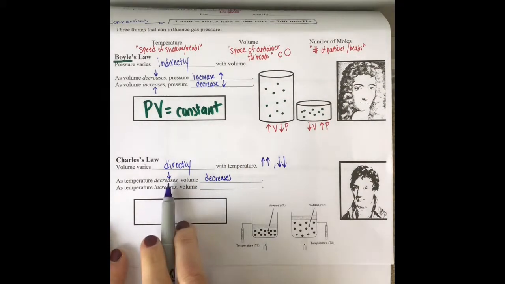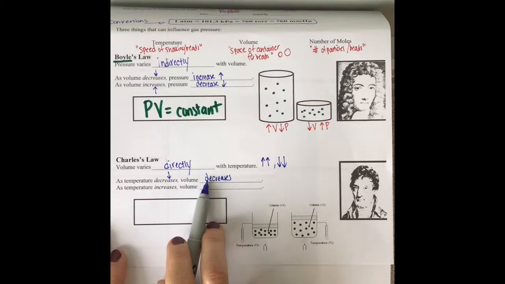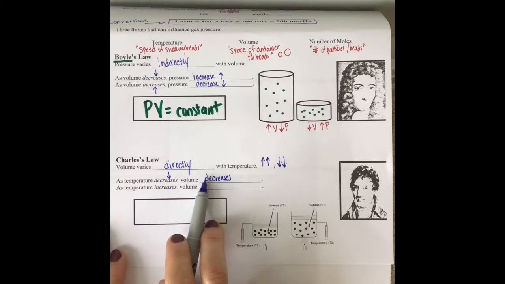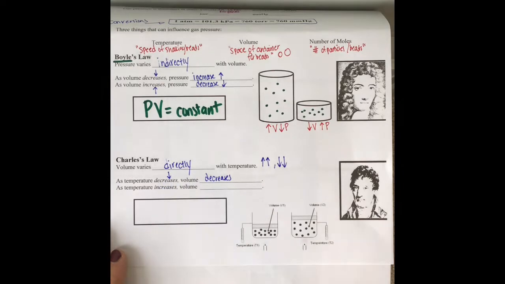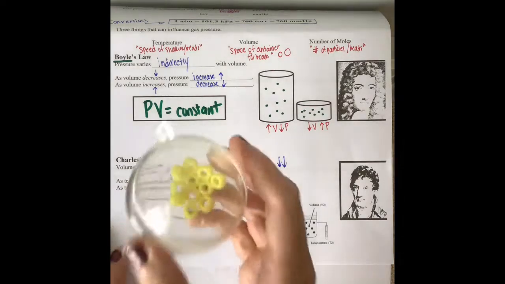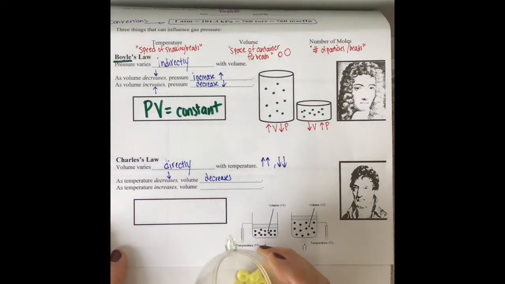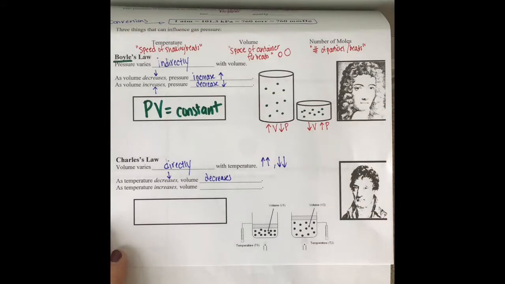I bet you've experienced this one before. Have you ever gone out to your garage in the winter and the basketball or the kickball is flat? Okay, as the temperature goes down, the volume goes down. Or maybe your bike tires are flat in the winter. Okay, the molecules are moving much more slowly at a low temperature, and so they're not exerting much pressure on the walls of the container.